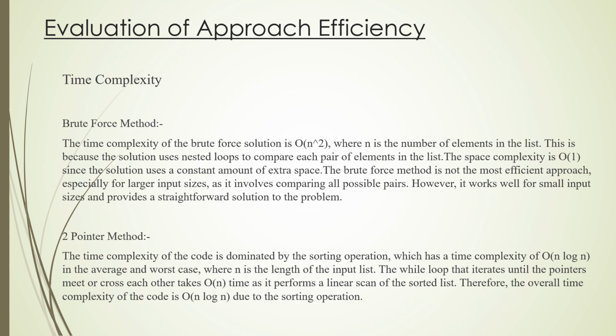Two-pointer method. The time complexity of the code is dominated by the sorting operation, which has a time complexity of O(n log n). In the worst case, where n is the length of the input, the while loop iterates until the pointers meet or cross each other, which takes O(n). Therefore, the overall time complexity of the code is O(n log n) due to the sorting operation.